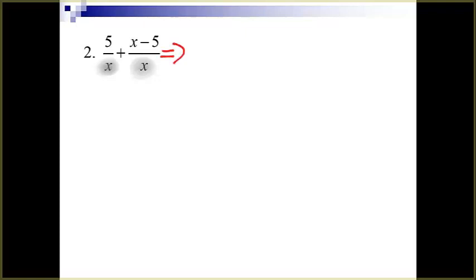You can just add straight across if you want to, or you can write this as 5 plus x minus 5 all over x, and then simplify, so the 5's will actually end up canceling out. We're left with the x over x, and then you simplify again, and you get 1. This entire expression simplifies to 1.